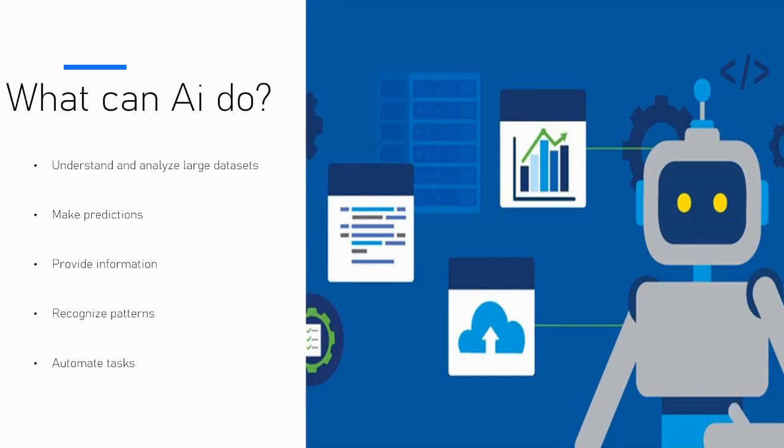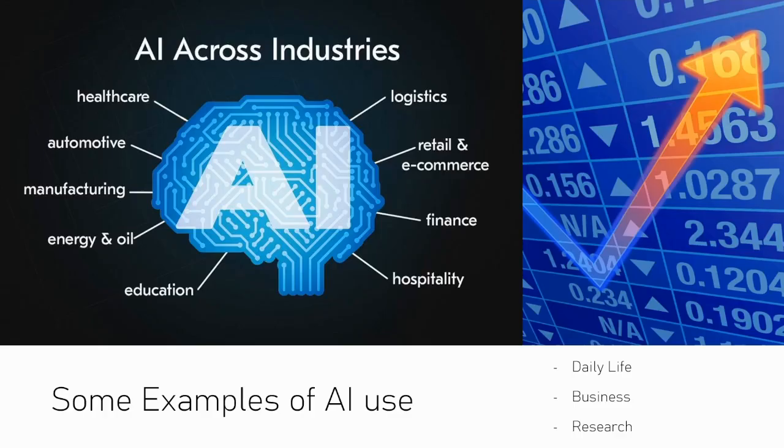What can AI do? Well, AI can understand and analyze large data sets, make predictions, provide information, recognize patterns, as well as automate tasks. AI is used in more industries than you might think. In everyday life, we use AI like Siri and chatbots like ChatGPT. Even the social media sites and other public sites have AI running in the background.